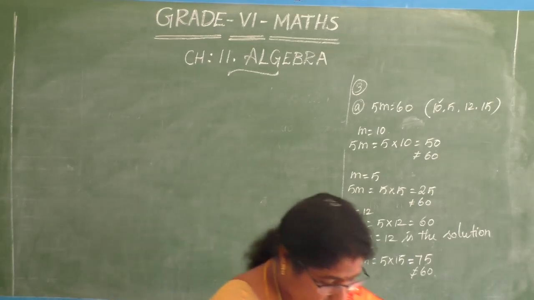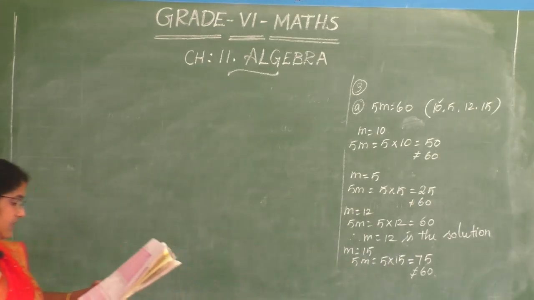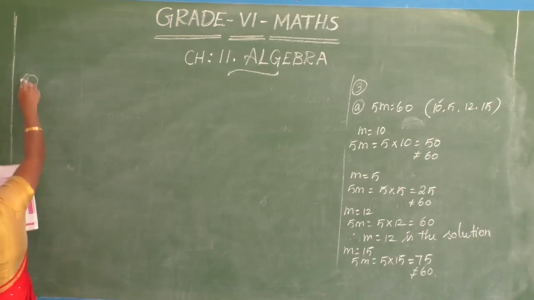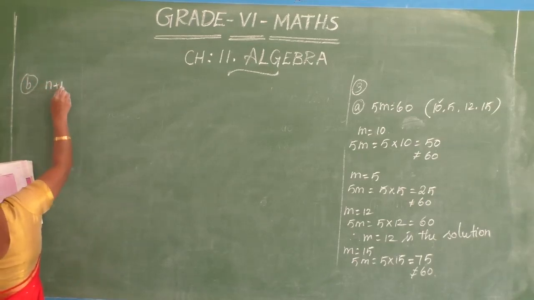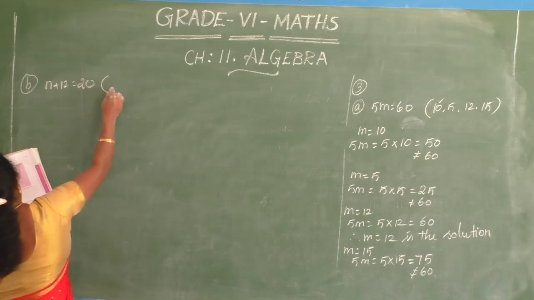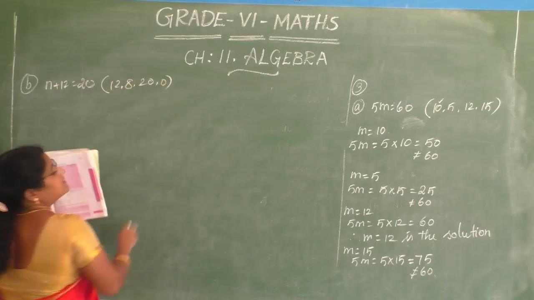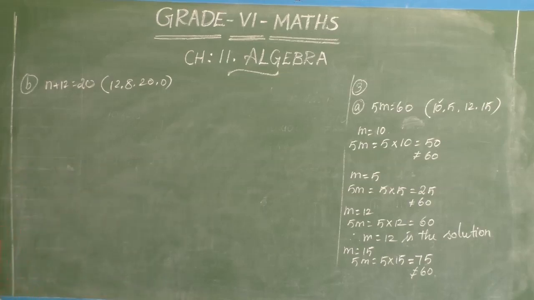This is in multiplication. Next, addition, subtraction, division, everything is there. So question B: n plus 12 equal to 20. The values of n are 12, 8, 20, 0. Here in this equation, the variable is n. So we substitute these values of n and then we find out the solution.